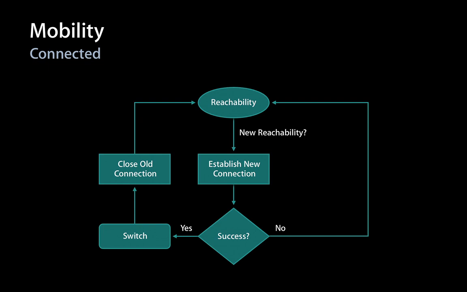If you have an existing old connection, you want to leave that alone and continue doing work on that old connection. If the new connection succeeds, you want to transition all of your work over to the new connection and tear down the old connection. If the new connection doesn't succeed, no big deal. You've still got your old connection working. You just go back to waiting for another reachability change and continue working on the old connection.